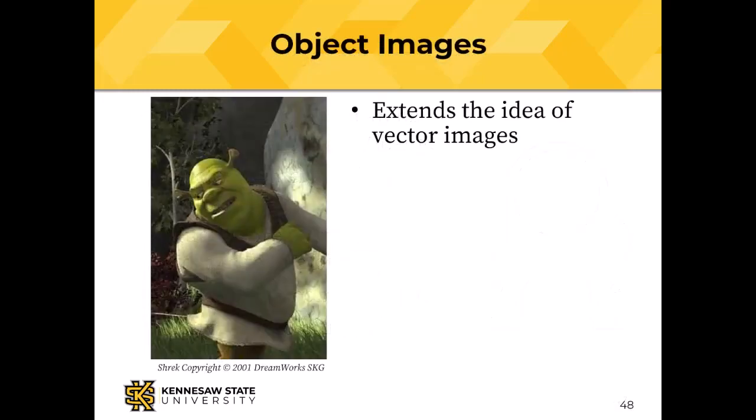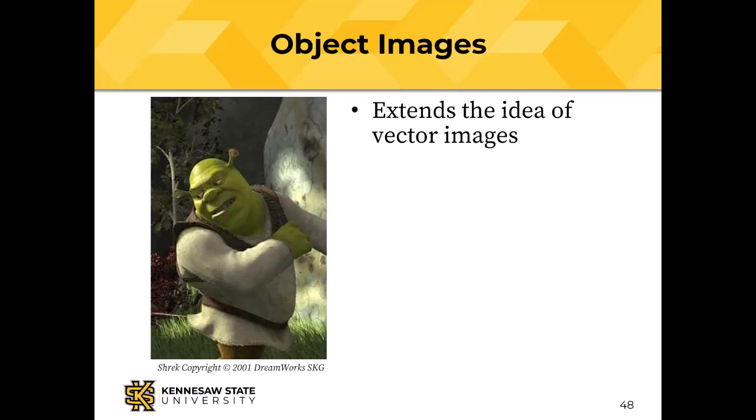This thing called an object image extends the idea of vector images, and we get pictures of ogres, I guess. Now, nobody knows what an ogre is supposed to look like, so I guess that's it. But if you look at the grass, at the trees in the background, at the fabric in the ogre's clothes, we have extremely realistic images.